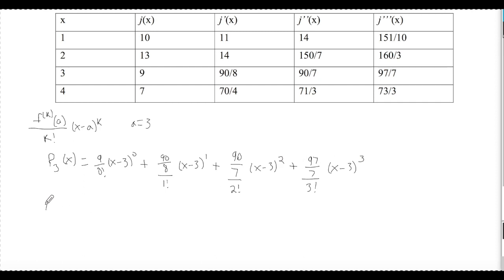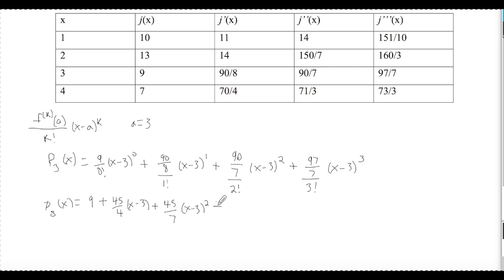All right, clean this up. P sub 3 of x. Remember 0 factorial is 1, so that's 9 plus 90 divided by 8, divided by 1 factorial, that's 1. So 90 divided by 8, we can simplify that a little bit. 2 goes into both, so that'll be 45 over 4, times x minus 3 to the first power. Plus, 2 factorial is 2, so we multiply that up there. That's 90 divided by 14. 2 goes into both of those, so that'll be 45 over 7, times x minus 3 squared.